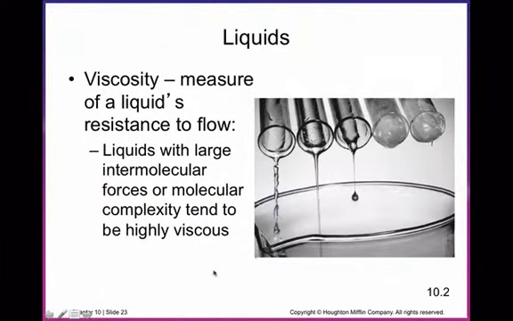Viscosity is another property of a liquid. It's the measure of a liquid's resistance to flow, and here are some examples of liquids pouring out or not pouring out in the case of those two. Liquids that have large intermolecular forces or molecular complexity, like those really long chains of oil, which are really, really long and very complex molecules, tend to be highly viscous. So the larger your molecules and the more they're attracted to each other, the harder it is for the liquid to flow.